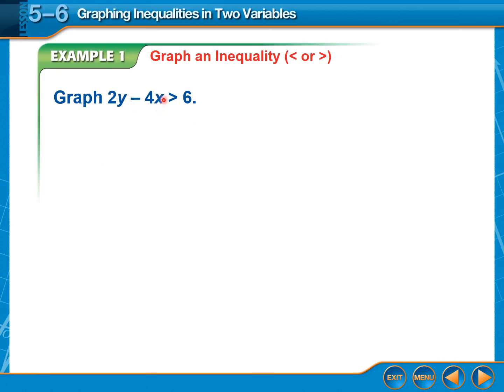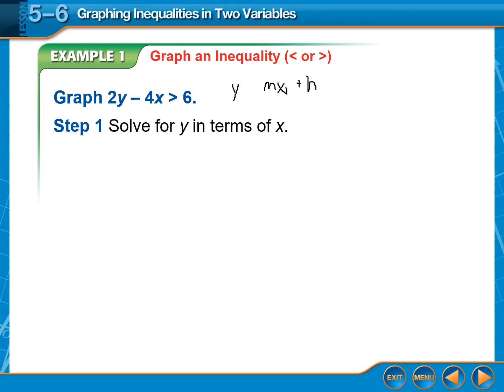2y minus 4x is greater than 6. So if I've got this inequality, I want to graph all of the possible solutions for x and y that make this inequality true. So step one is to rewrite the equation so that, just like with our equations, we want it to be y equals mx plus b.